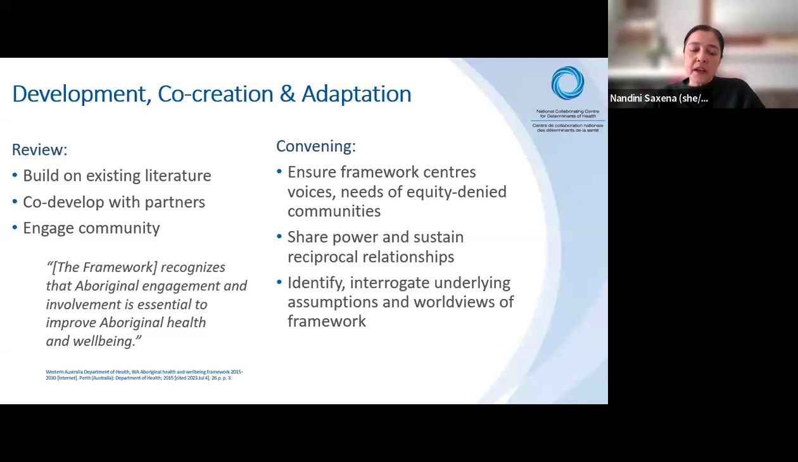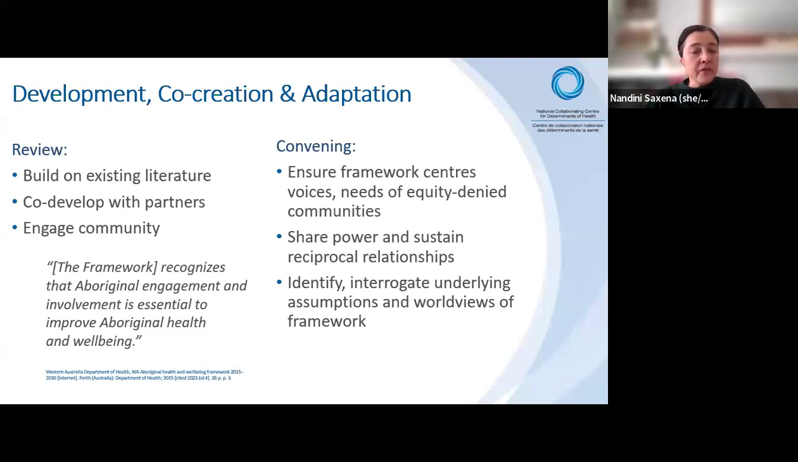So in terms of the areas of focus that we looked at through the review and also the online convening, we were really looking at the development of frameworks, the implementation and use of frameworks, and what other supports are required, and then also the evaluation. So I'll just briefly go through the next 3 slides where I'll share some of the different areas that we identified. So in terms of development, co-creation, and adaptation, the review, a lot of the frameworks built on existing literature.